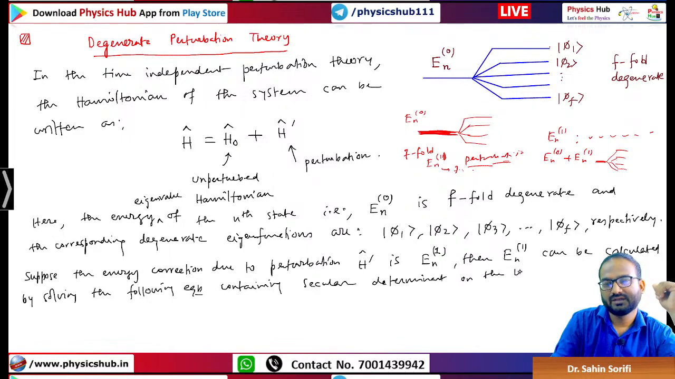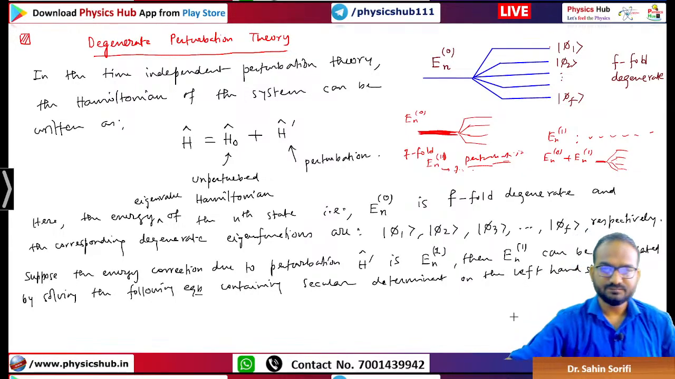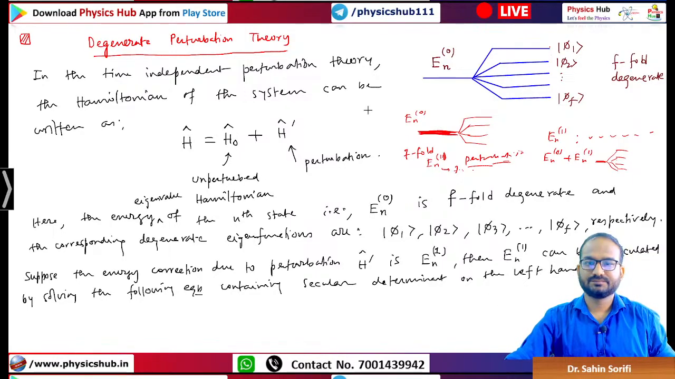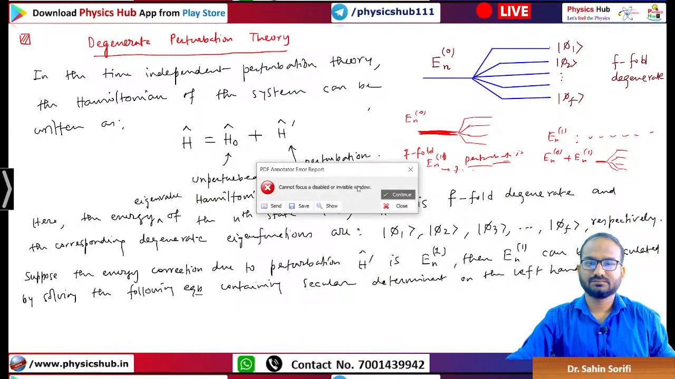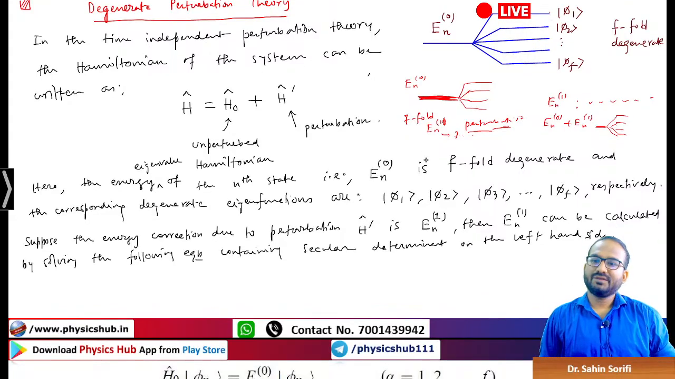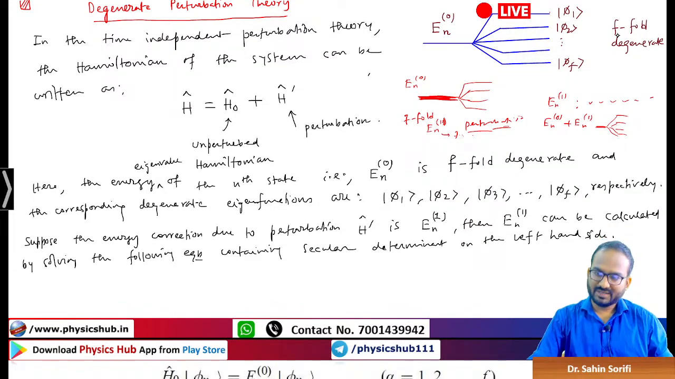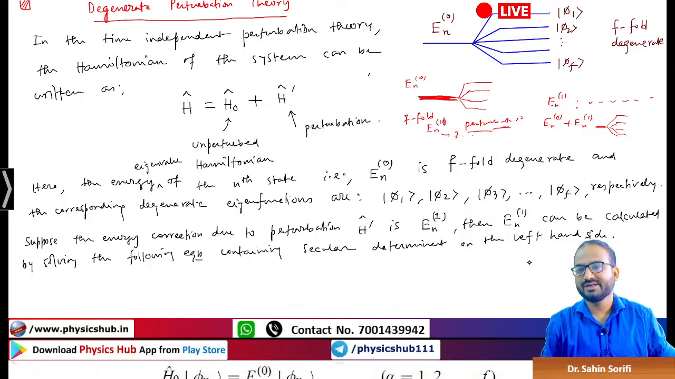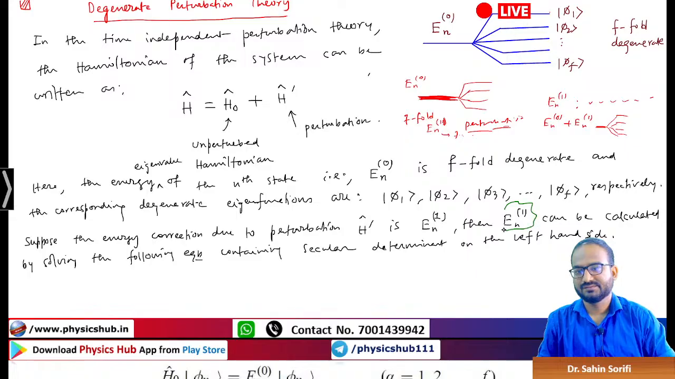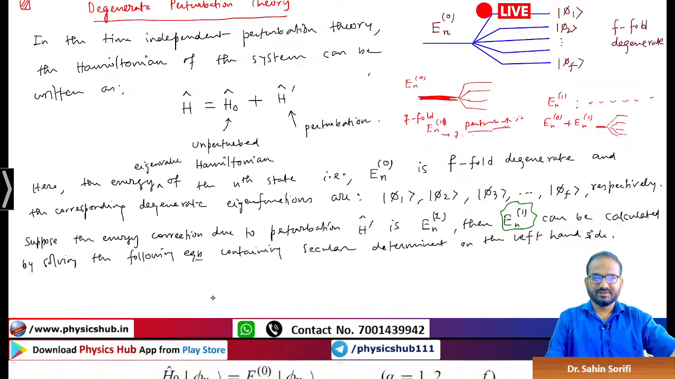On the left hand side. Look, how many different values are we expecting? As I told you, if it is f-fold degenerate, we are expecting f values. So how can we get these 7 values, or f number of values, of En1? This can be determined from this one. You see, H prime is the perturbation.